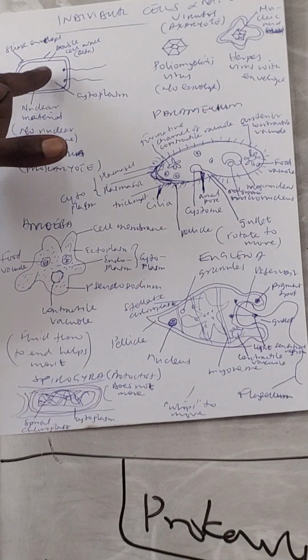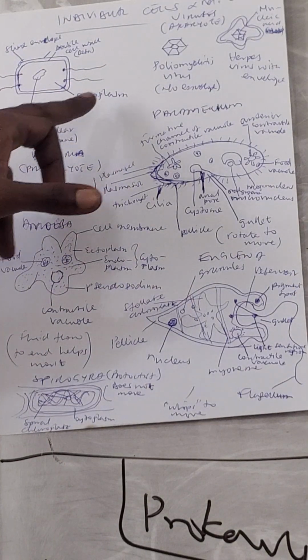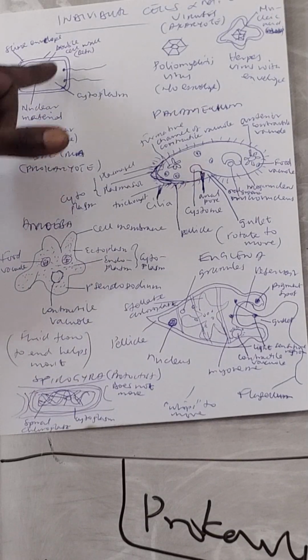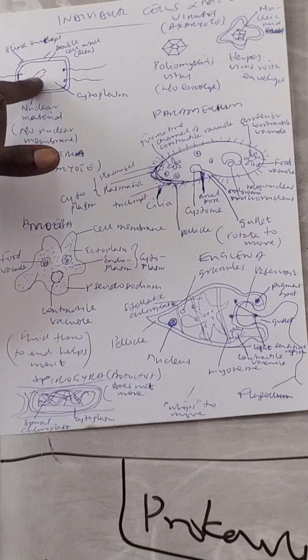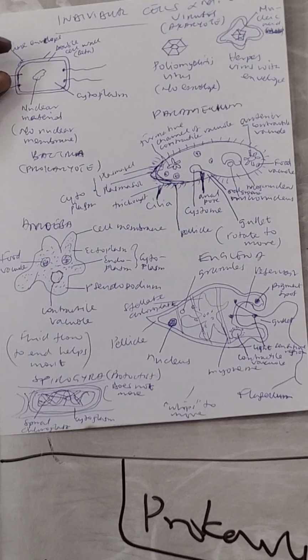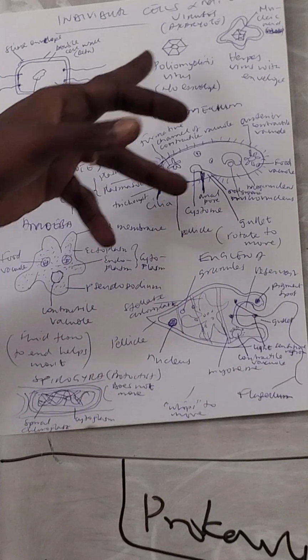So the inner cell surface space is called the cytoplasm. Then we have the nucleus with the nuclear material within it. Okay, it's not a nucleus, it's a nuclear material collection. No membrane. Okay, that is why it is called prokaryotes. Okay, then we have the virus.